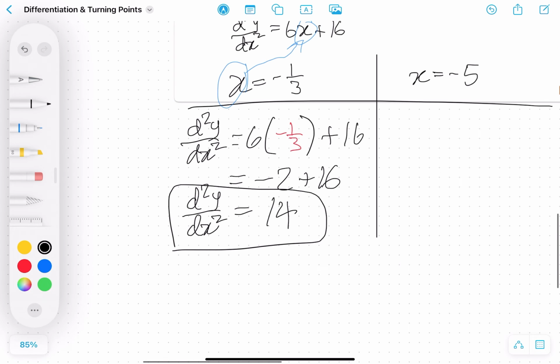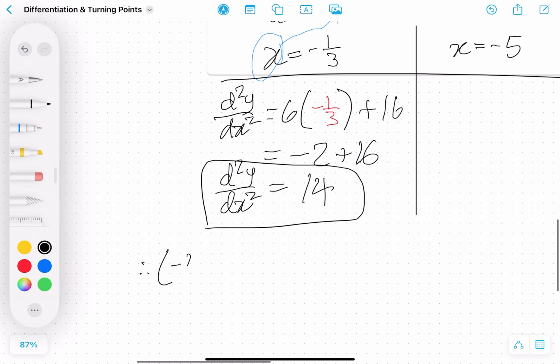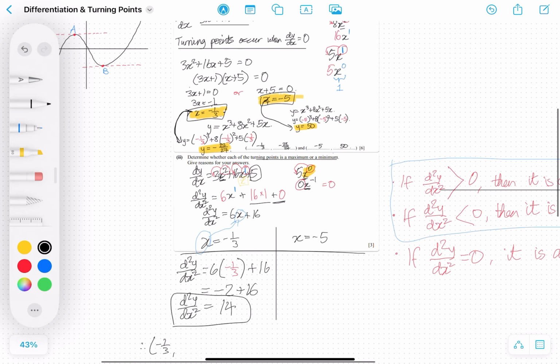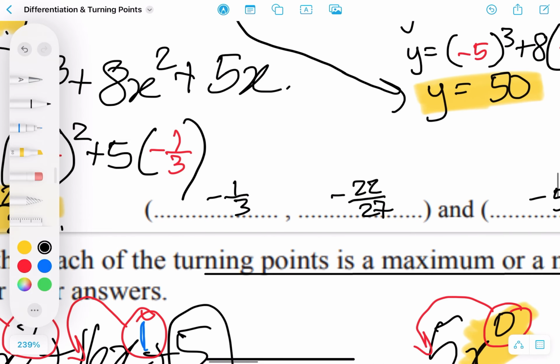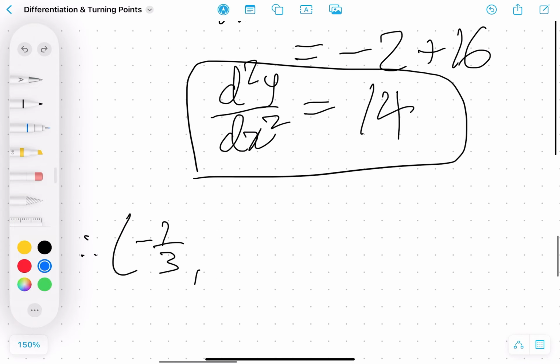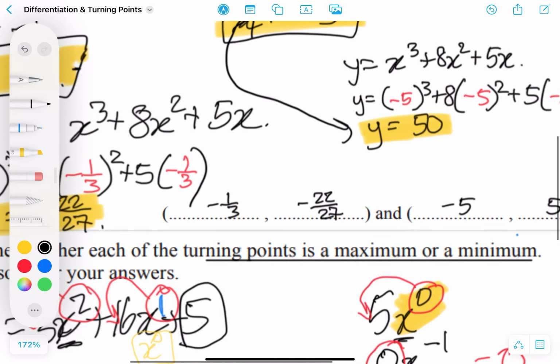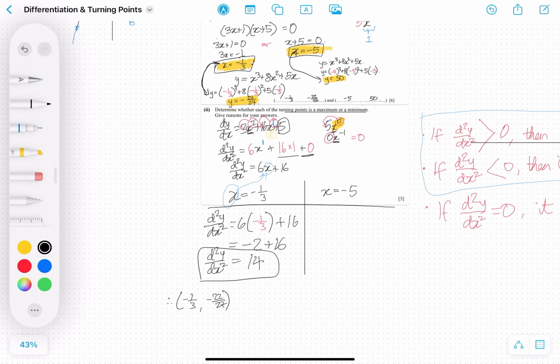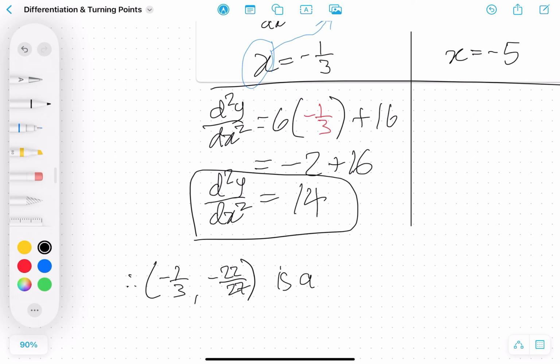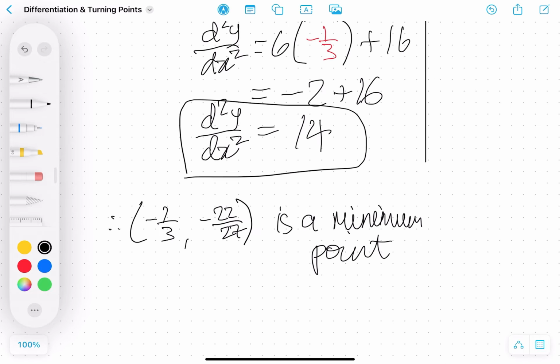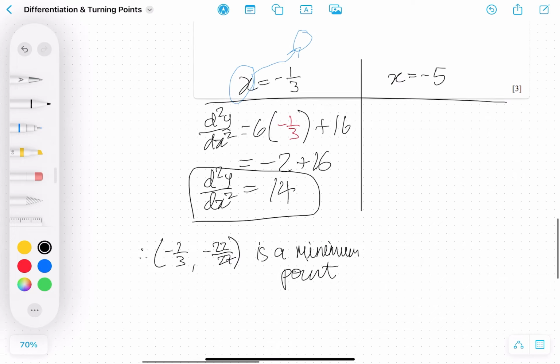Therefore, -1/3 is the x coordinate, and we also need to know the y coordinate. This is the point. We have calculated this up here. So this point right here, this is the first turning point that we have calculated up here. The first one that we had is a minimum point, since d2y by dx squared is greater than 0.